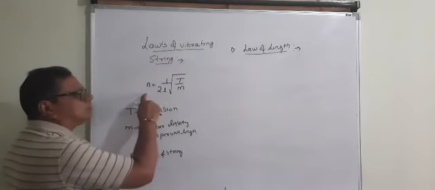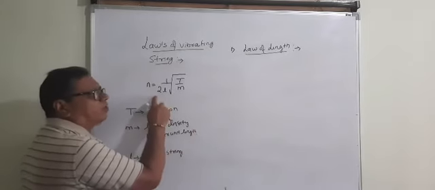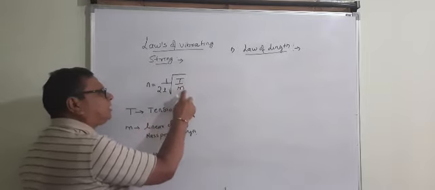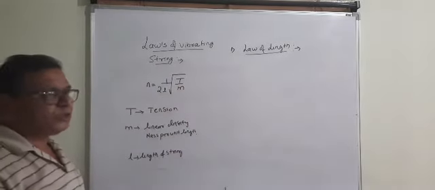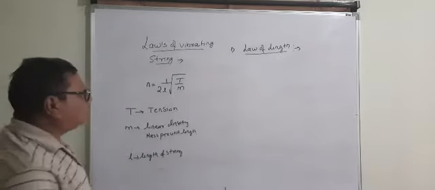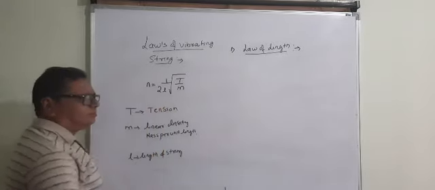In the given formula for n, we have three quantities. P is a constant quantity, L is changing, T is changing, M is changing. Out of three, two are kept constant. Only one will be variable. Due to that, the frequency will also change.